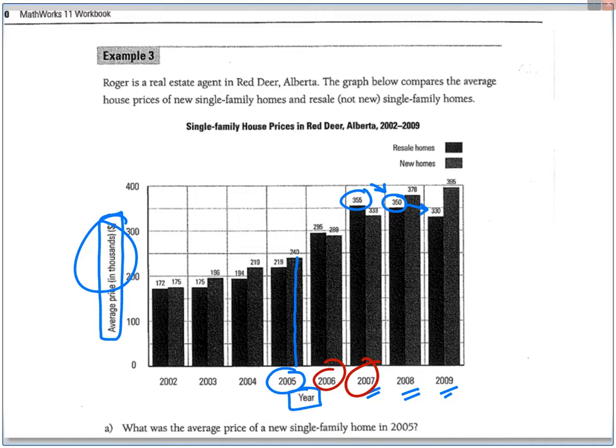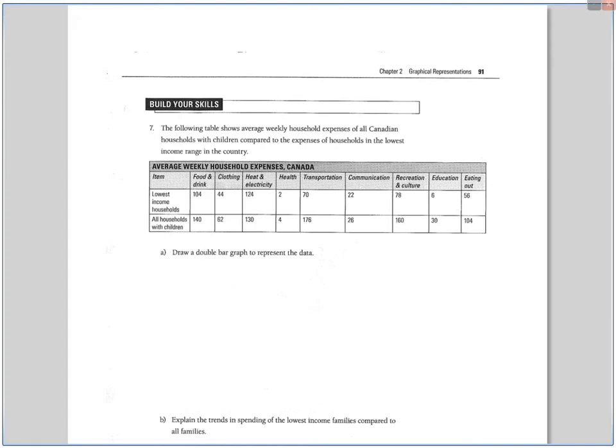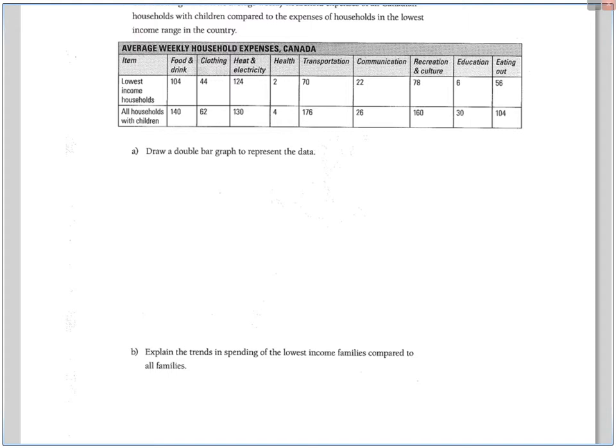Okay, so question 7, they want us to draw a double bar graph. So this is what's going to take up our time here, drawing a double bar graph. And then they do bar graphs that go below the axis, and then stacked bar graphs.